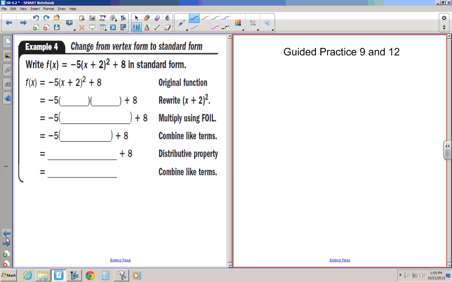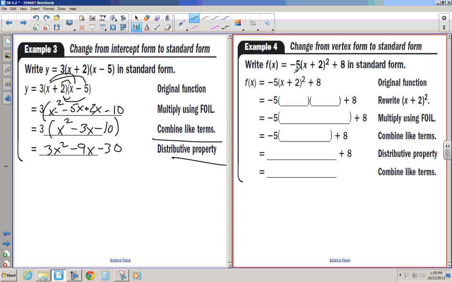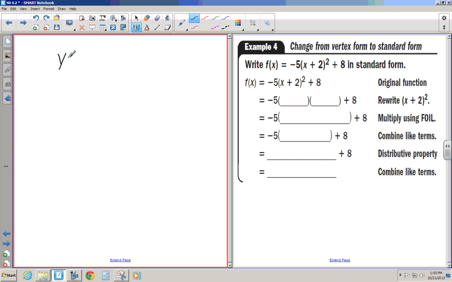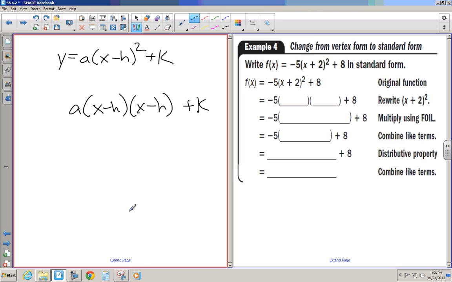All right. So right here, this is special. Let me add an extra term here. If you're looking at vertex form, what you're looking at is the fact that you've got a times (x minus h) times (x minus h) plus k. So you multiply both of these together like you would FOIL, and then you've got some extra work to do at the end.